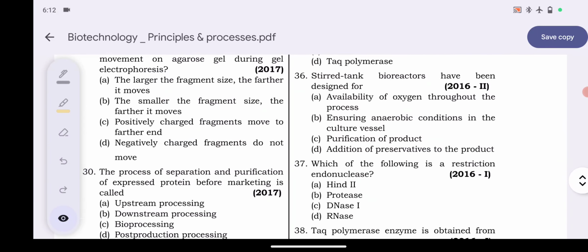Question number 36. Stirred tank bioreactors have been designed for.